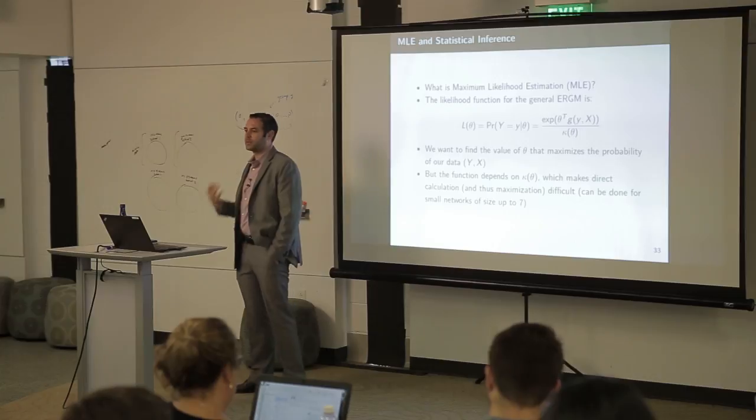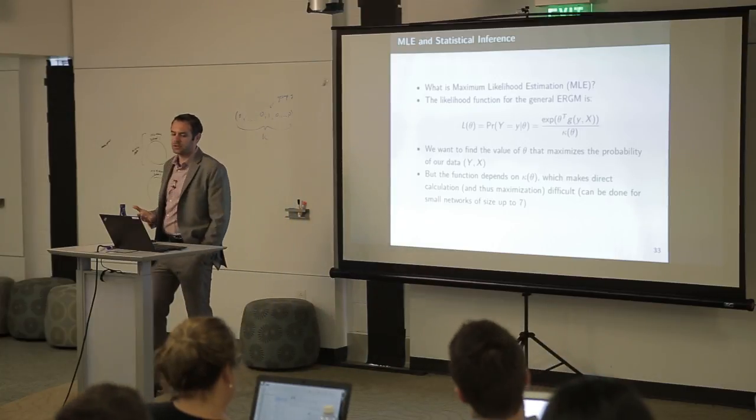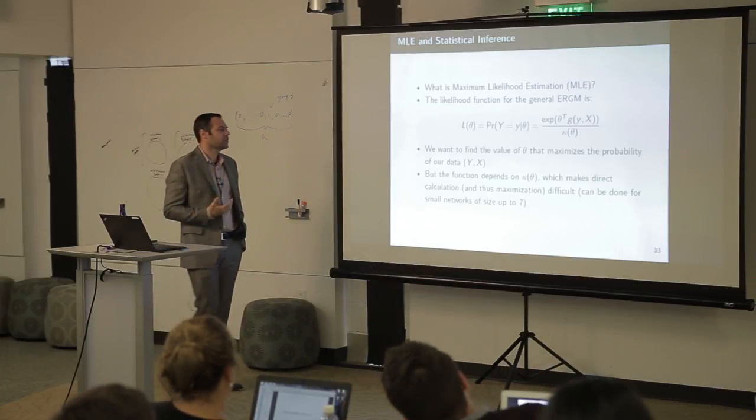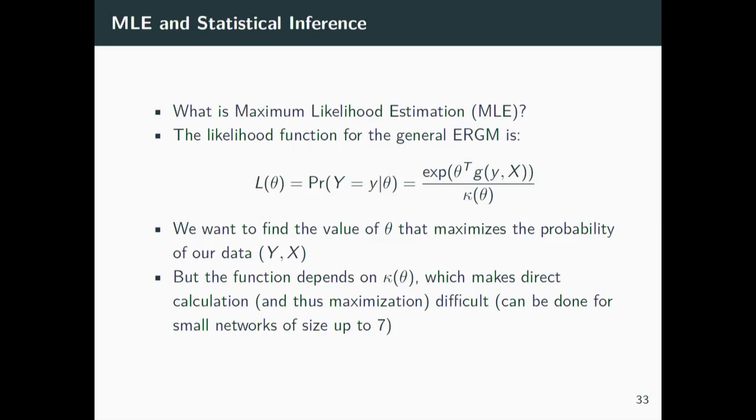Okay, so we can write down the likelihood, right? The likelihood is the probability of our observed data, and we want to know what thetas maximize what we actually saw, right? This is the basic likelihood principle, the idea that our parameters of interest should be the parameters that say what we observed is most likely.